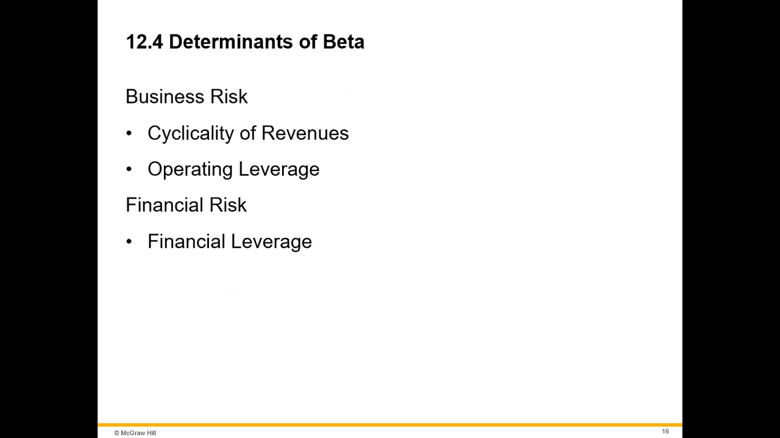Now, what do we use to really determine our beta? Okay, so they tell us the betas here, but they don't tell us where they come from. So there's 3 major items. Business risk, which includes cyclical revenues and operating leverage. So let's take a few minutes and you could grab your book and we'll really talk about this.